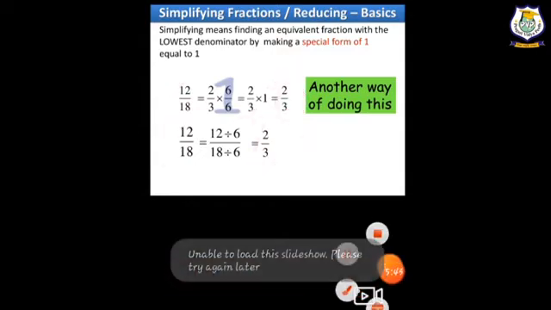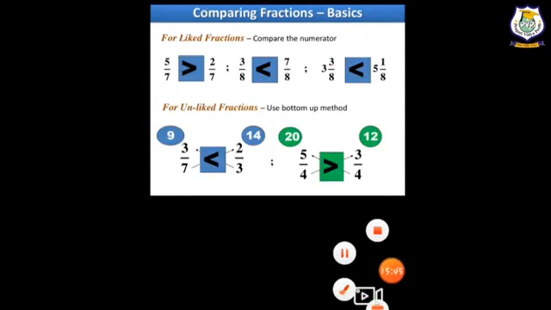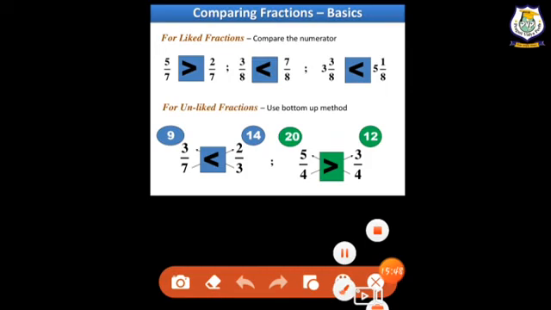Here is the comparison of fractions. You can do the comparison of fractions when you have learned equivalent fractions, like fractions, and unlike fractions. First is like fractions. For like fractions, it is very easy to compare because the denominator is the same. So we will compare with the help of the numerator.